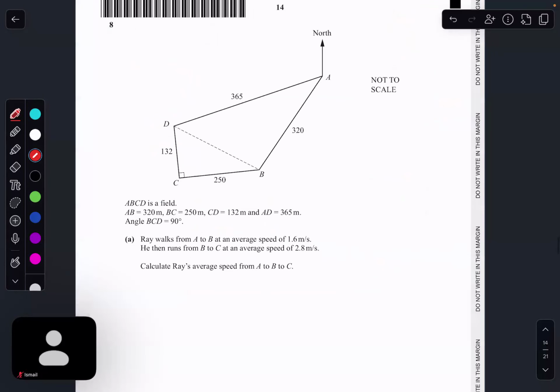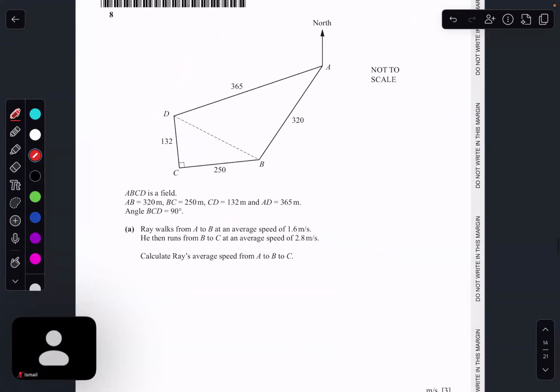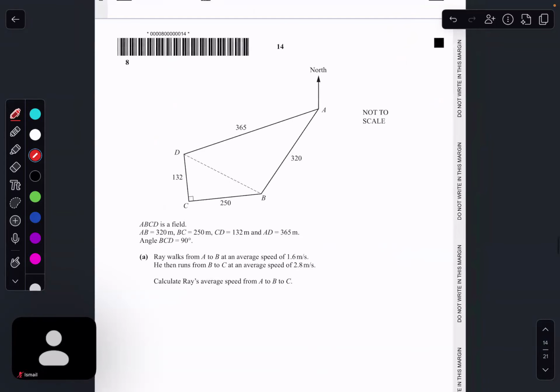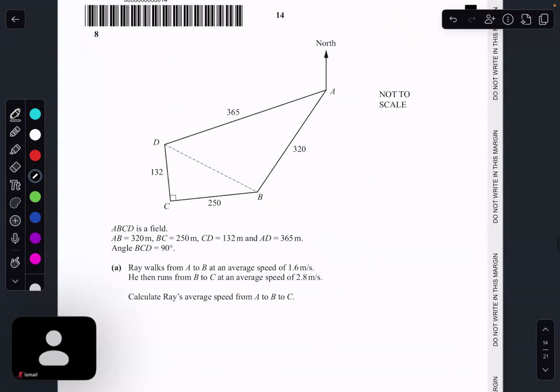Question number 8. So this one will be ABCD is a field. AB is 320.